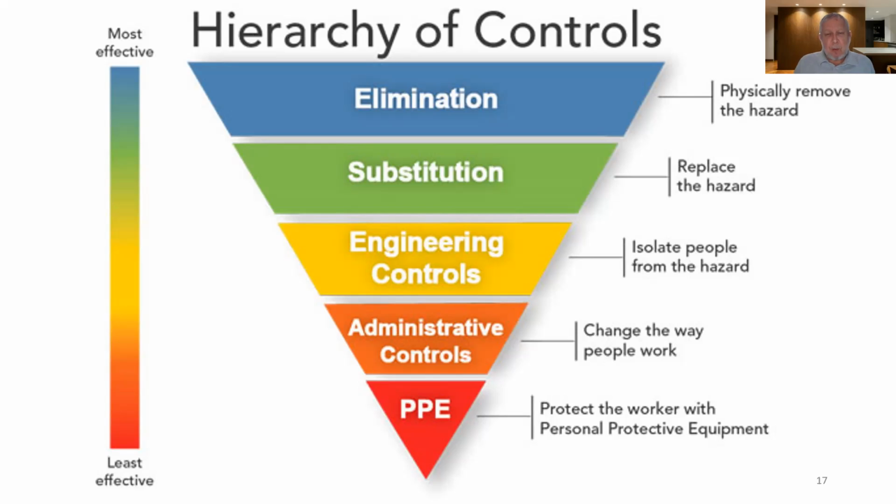I think it's about the simplest one and explains elimination, physically remove the hazard; substitution, replace the hazard with something less toxic or less dangerous; engineering controls, isolate people from the hazard; administrative controls, change the way people work; and the last and the least effective, PPE, protect the worker with personal protective equipment. You can see the bar on the left says the most effective down to the least effective.